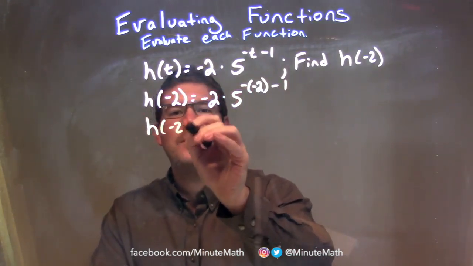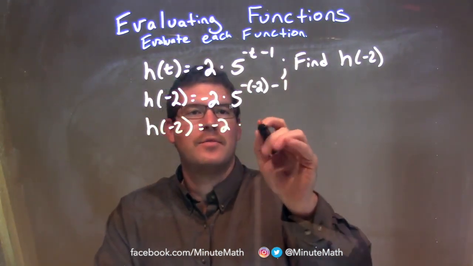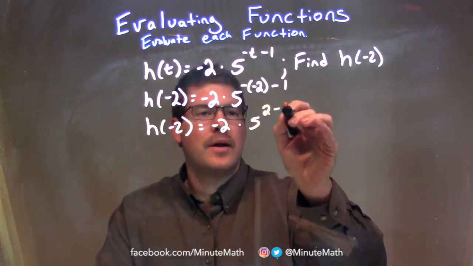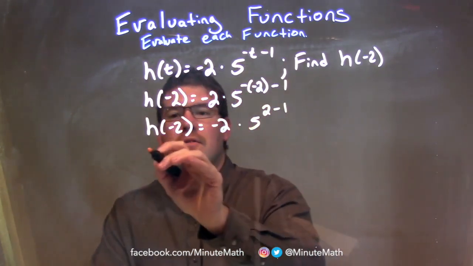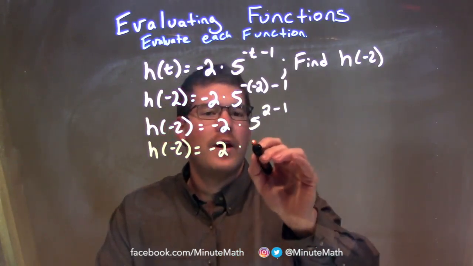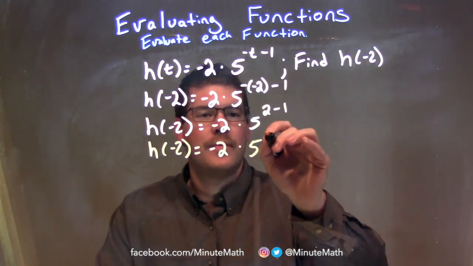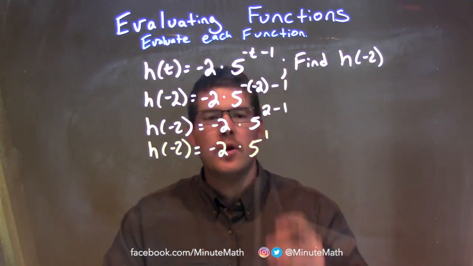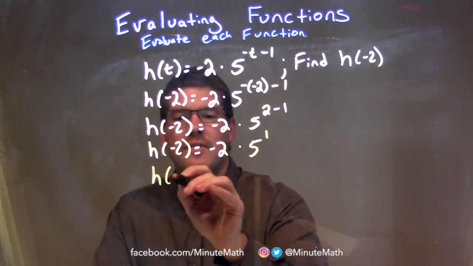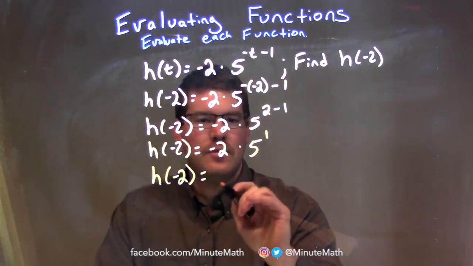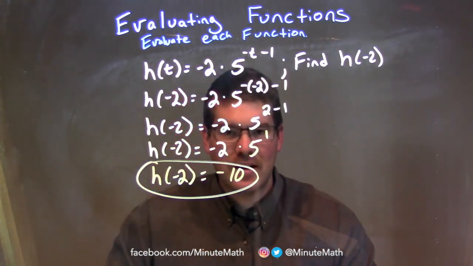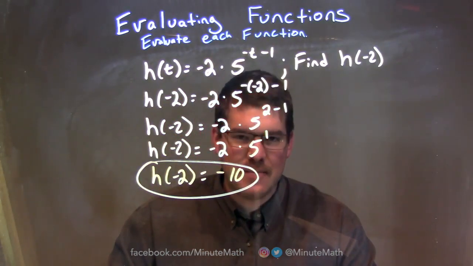So let's simplify this now. h of negative 2, negative 2 just up front, times 5 to the, well, negative times the negative is a positive, so we have a positive 2 minus 1. Simplifying again, negative 2 times 5 to the 2 minus 1 power, which is just 1. 5 to the first power is just 5, so we multiply negative 2 times 5, which is negative 10. Our final answer is h of negative 2 is equal to negative 10.